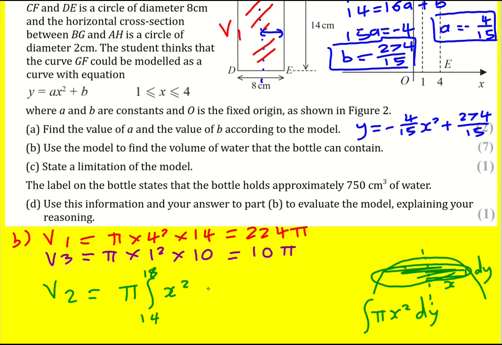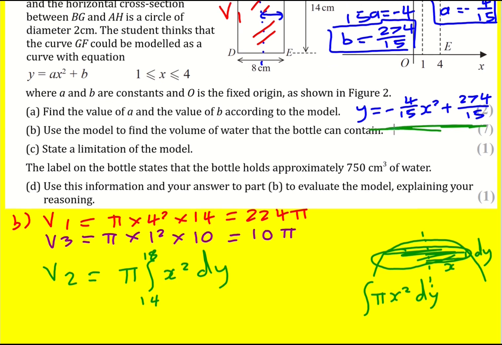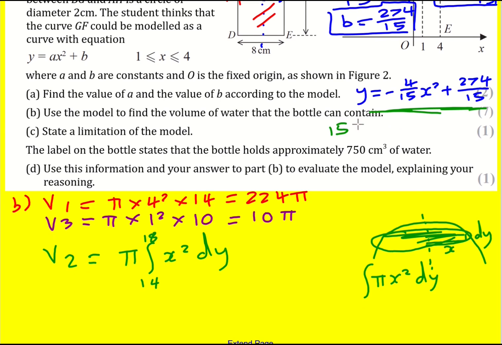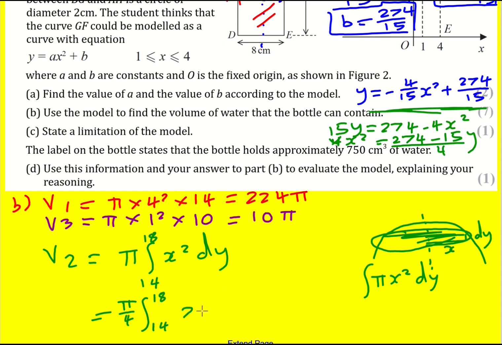So I just need to put an x squared dy into here, and then get x squared in terms of y, which we can do. And I'm first of all going to times through by 15. So 15y is equal to 274 minus 4x squared. So then 4x squared will equal 274 minus 15y. And then x squared will just be a quarter of that. What I can do is actually just bring the quarter out. So it will become pi over 4, the integral from 14 to 18, and then 274 minus 15y.